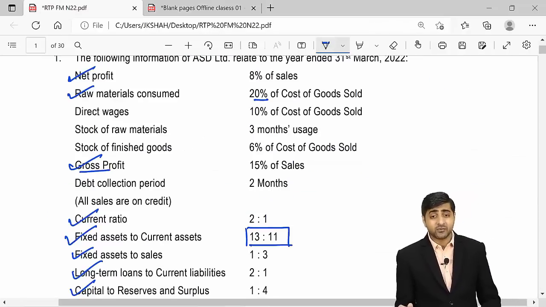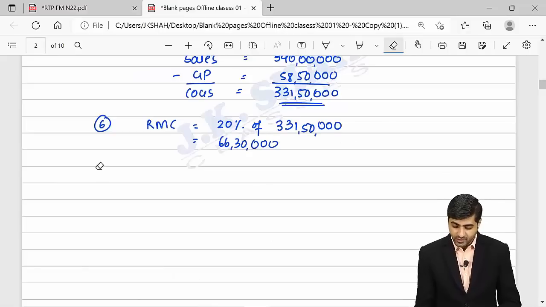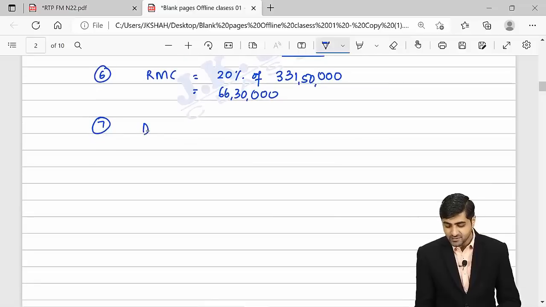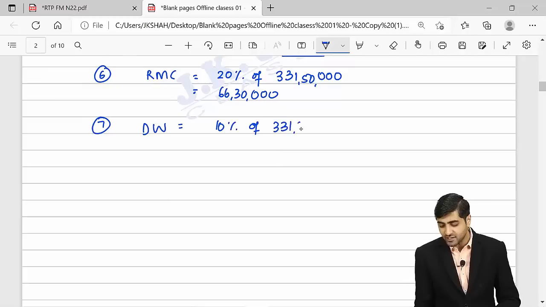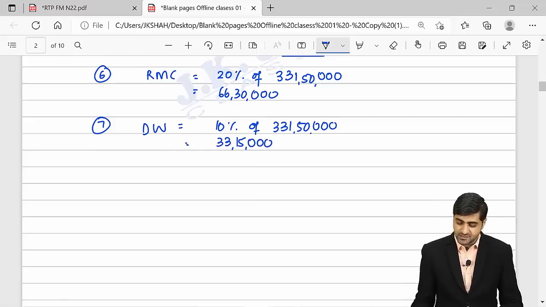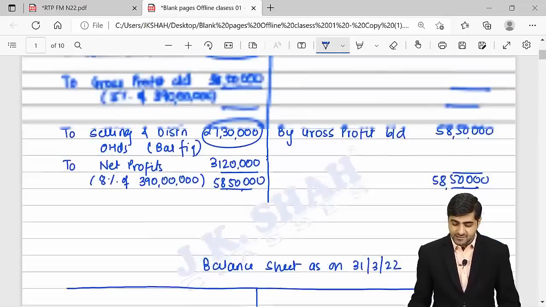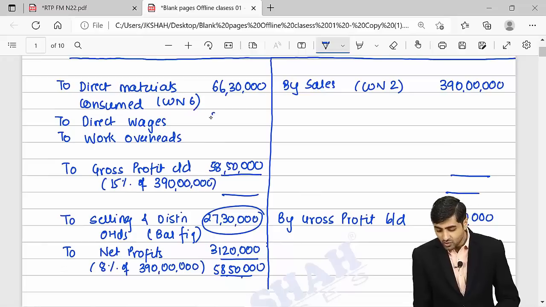So now we'll be starting with your direct wages, and your direct wages is 10% of your cost of goods sold. So now you'll be having working note number 7, and that is your direct wages, which is nothing but 10% of COGS, that is 3 crore 31 lakh 50,000. So eventually this will be 33 lakh and 15,000 rupees. So now we have the direct wages available as your 33 lakh and 15,000. So that actually comes from your working note number 7.